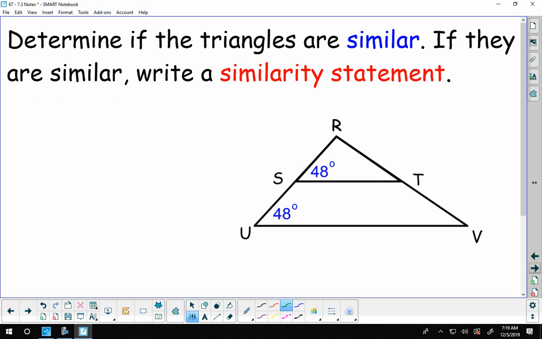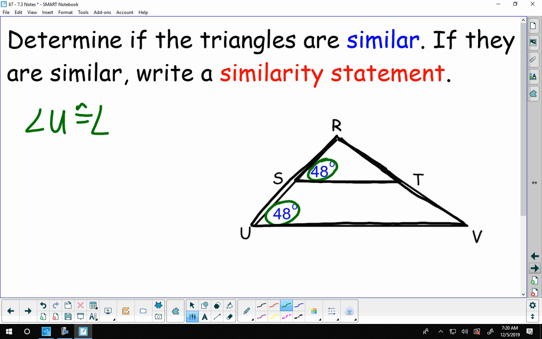Here we already have one angle. We know that this 48-degree angle is congruent to this 48-degree angle. Now, where are my two triangles? Let me outline them. There's triangle RST, so that's a smaller triangle, and then there's triangle RUV. So we know that angle U in the big triangle is congruent to angle, now I can't call this angle S because there's actually two angles at S, so we have to use three letters to name this angle, so we'll name it angle RST.